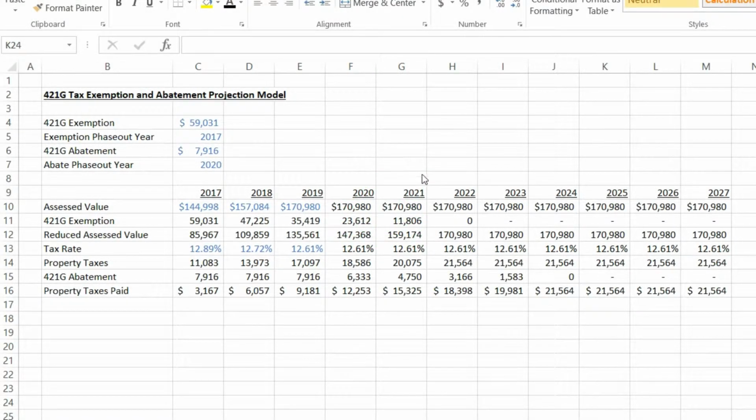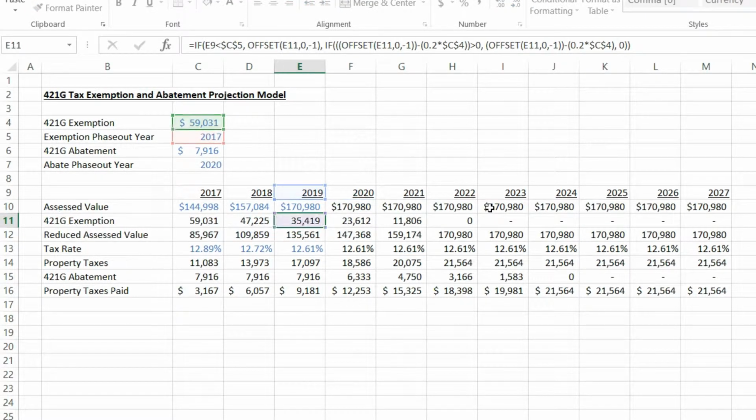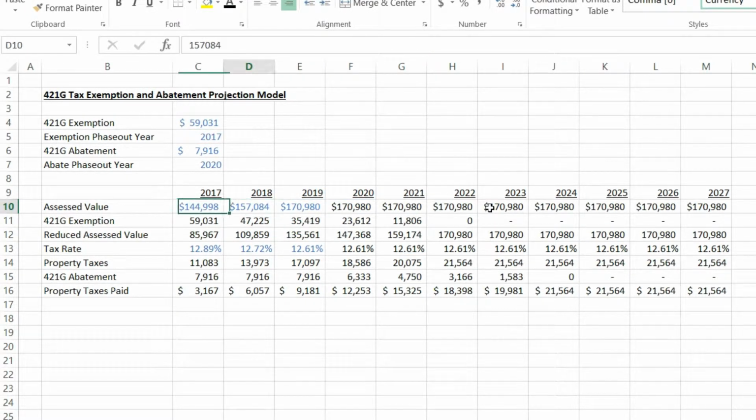In this video, we'll show you how our 421G tax exemption and abatement projection model works. Everything in blue are inputs, and everything in black is a formula. Example, these are all formulas. These are inputs, primarily because these are actual historical figures that are available in the property tax records. So let's take a look at the example mentioned in our article.